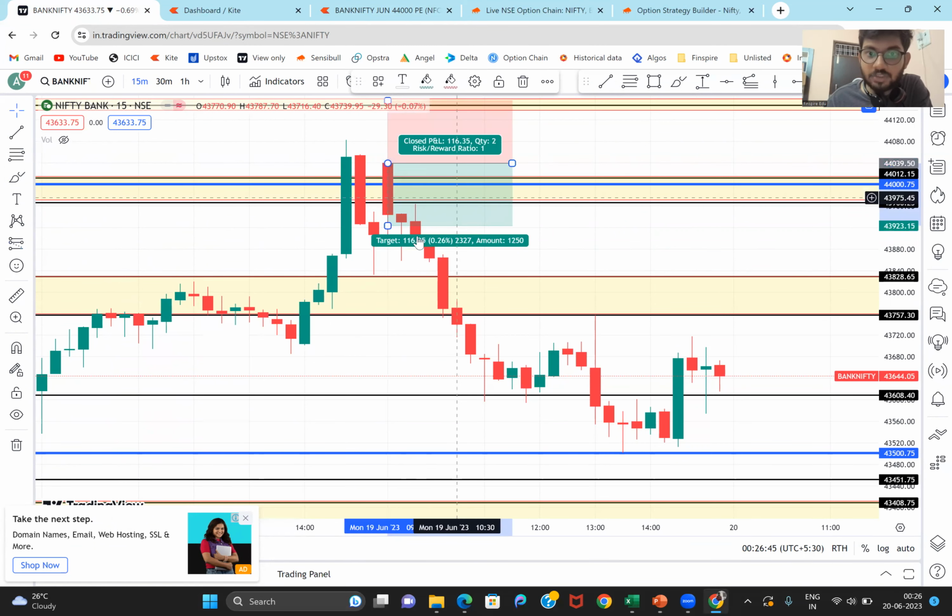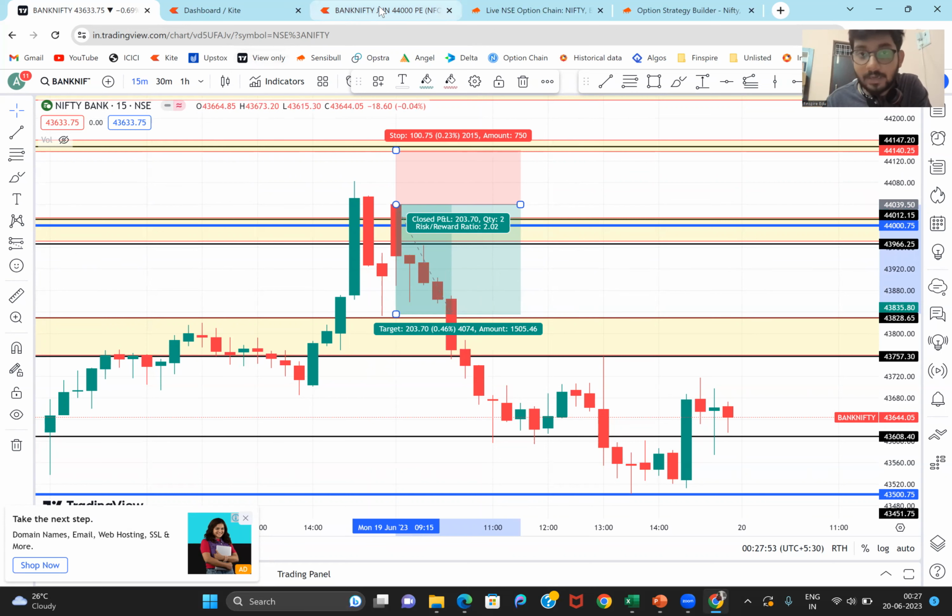Now here, as you can see, first we will put the target. The target for us was almost 200 points. Since we have taken an option with delta 0.5, the target will now be only 100 points. Because it is 200 and the delta is 0.5, which means 50% of 200 will be our target. So I have to take a 100-point target here.